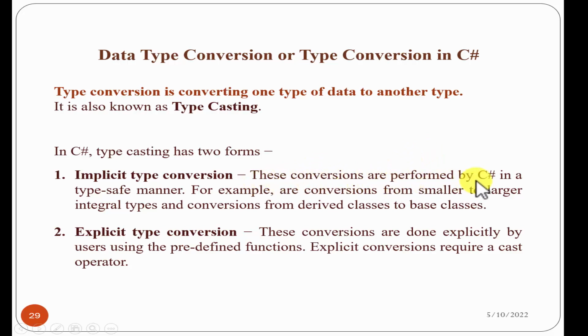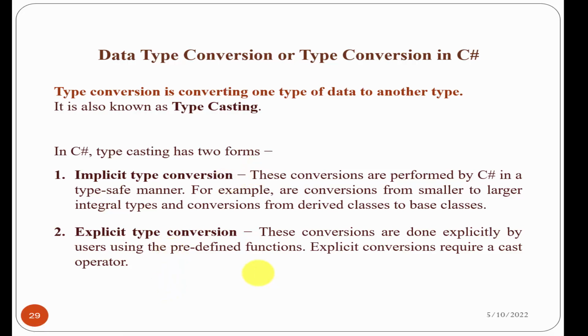These conversions are performed by C# in a type-safe manner. For example, conversions from smaller to larger integral types, and conversions from derived classes to base classes. Derived to base classes applies when we are talking about inheritance, so we will discuss that later. But for now, you can understand that type conversions from smaller to larger integral types are automatically done by the compiler. This kind of process is called implicit type conversion or automatic type conversion in C sharp.